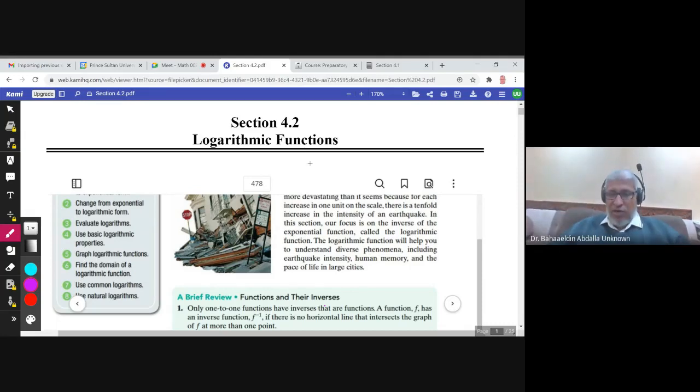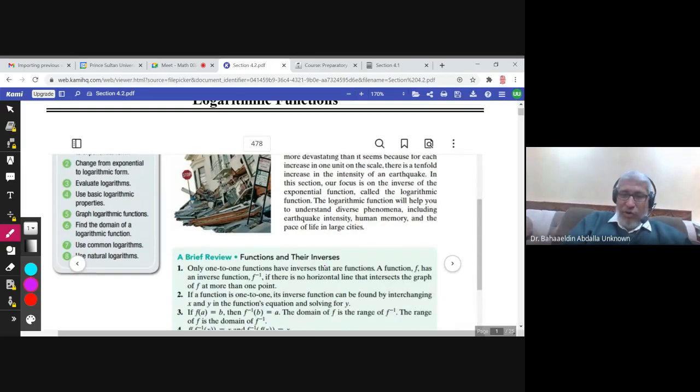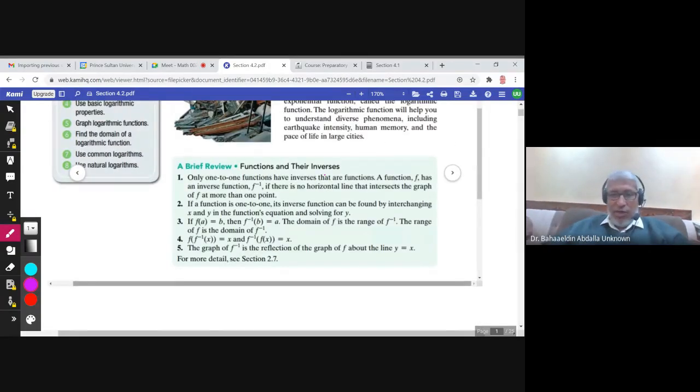The logarithmic functions are the inverses of the exponential functions. If you remember, we studied before in Math 001 the properties of functions and their inverses. We know that if the function is 1-to-1, then it has an inverse. Only 1-to-1 functions have inverses that are functions.